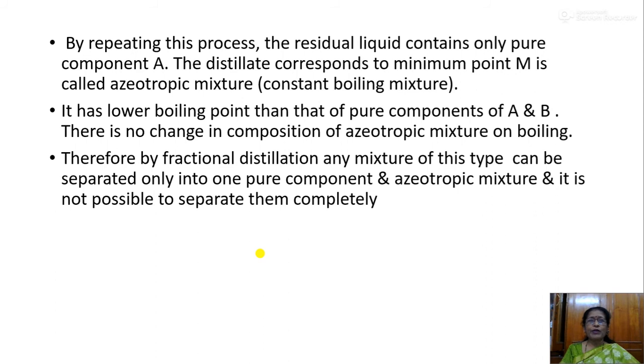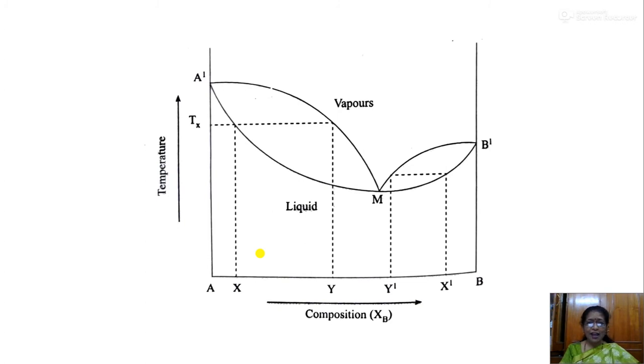In this azeotropic mixture, there won't be change in the concentration. It has lower boiling point than that of the pure components A and B. There is no change in the composition of the azeotropic mixture on boiling. Therefore, by fractional distillation, any mixture of this type can be separated only into one pure component and azeotropic mixture, and it is not possible to separate them completely. This is shown in this graph.